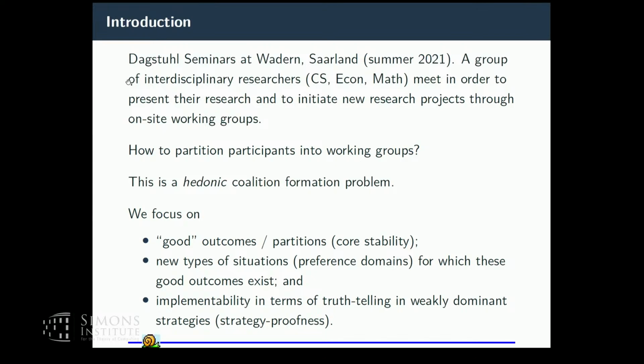And our focus is on good outcomes. Well, what are good outcomes? In our case, we are thinking about core stability. So an outcome is this partition. And we are thinking about a new type of situation, aka preference domains, where we have existence of these good outcomes. And on top of that, and that's the cherry on the cake, we are going to have implementability in terms of truth telling in weakly dominant strategies, aka strategy-proofness.